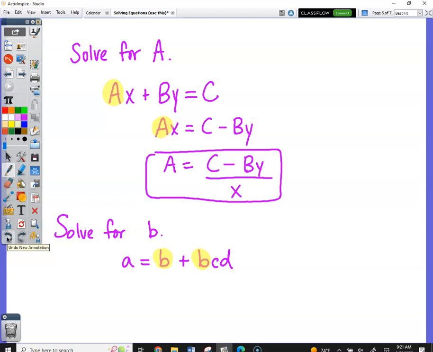What do the terms have? Here's the terms, right? There's a term and a term. What do they have in common? B. Pull it out by factoring to the front. So I would be left with 1 plus CD. Bring this down. There's my GCF.